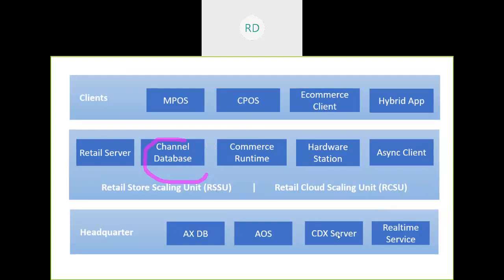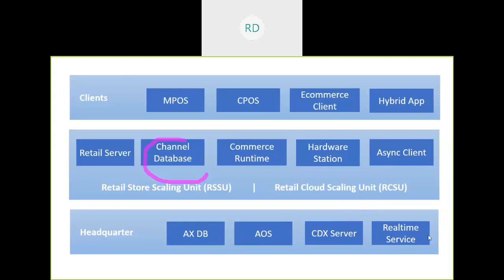So this CDX server will be responsible for moving the data from the channel database to the HQ and from the HQ database to the channel database. But it will synchronize the data through Async client. Async client and Async server. Async client will be on the scaling unit and Async server is on the cloud. Those will interact together to move this data.